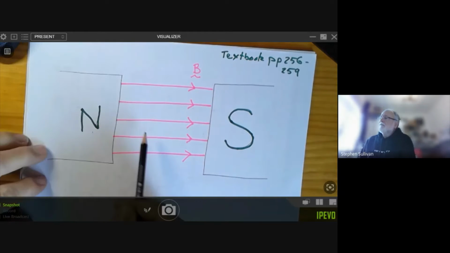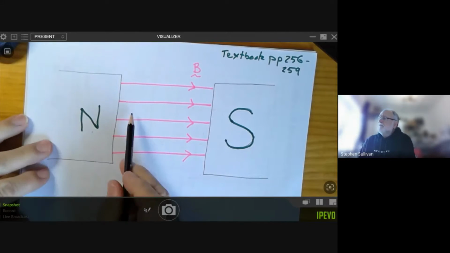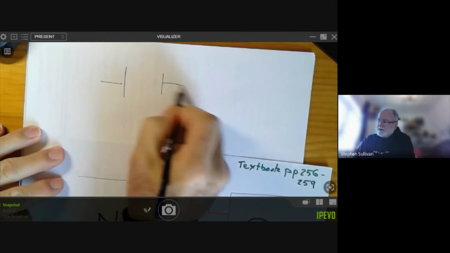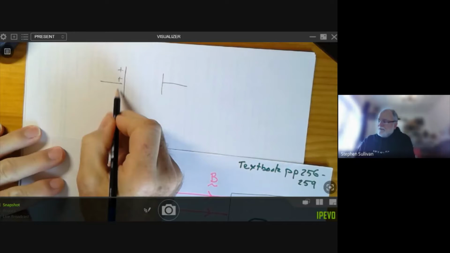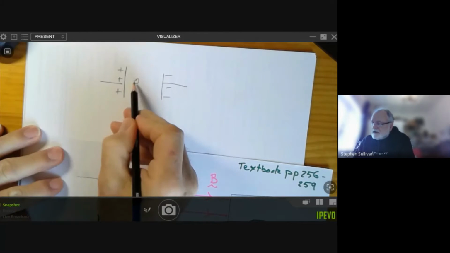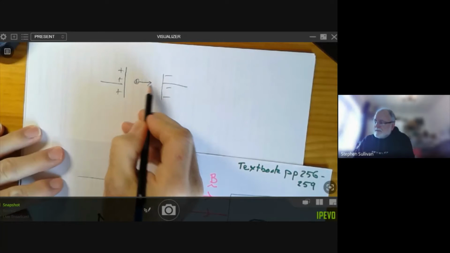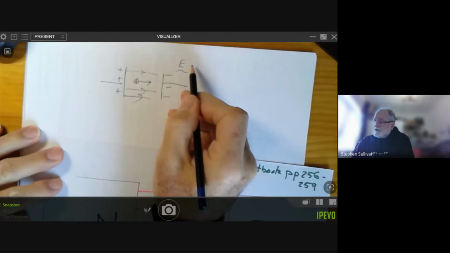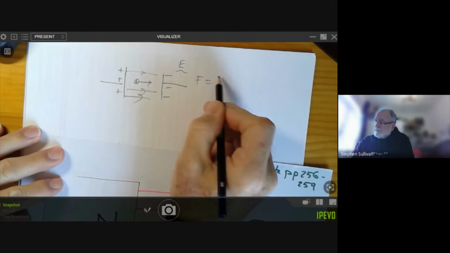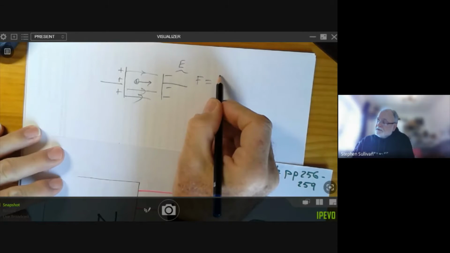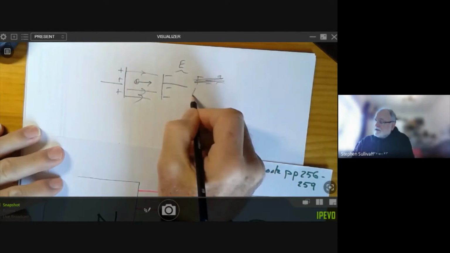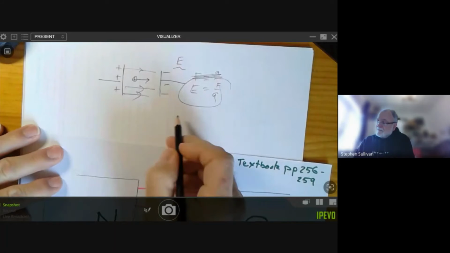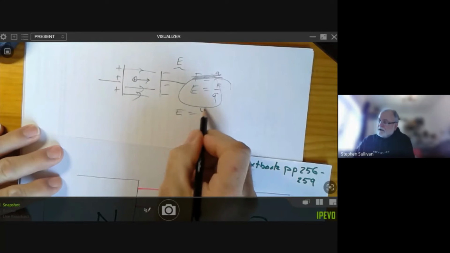between the poles. So when we did electrostatics and capacitors, we had something like this: positive, positive, negative, negative, negative, and we looked at a little positive charge there, and it raced along there, and we were interested in the electric field because we said the force is equal to the charge times the electric field, so the electric field is equal to the force on a charge, and we looked at electric field as volts per meter, and it worked.